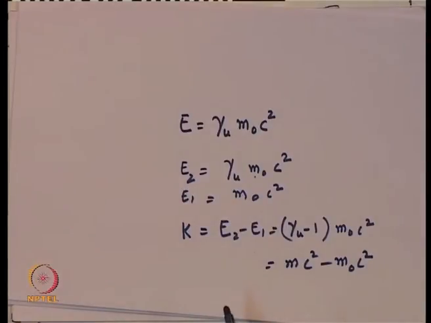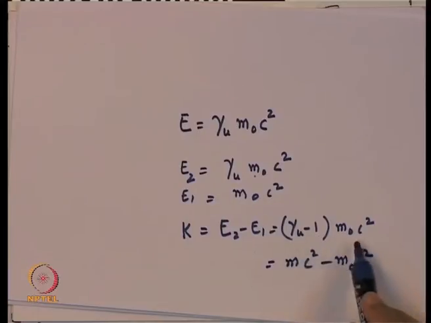So kinetic energy in relativity is defined as either gamma u minus 1 times m naught c square or as mc square minus m naught c square. And we will just now show that it is this kinetic energy which will reduce to the traditional definition of kinetic energy in the limit of low speeds, or low values of u. Let us see how.